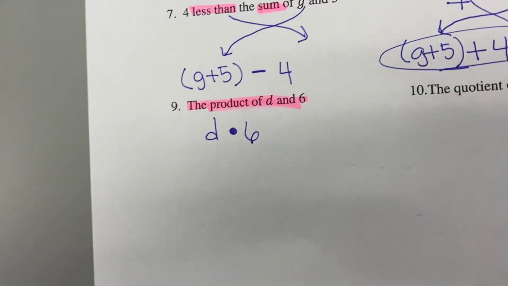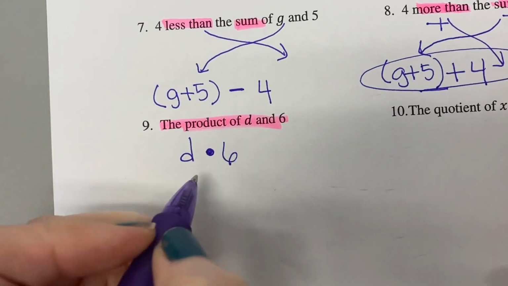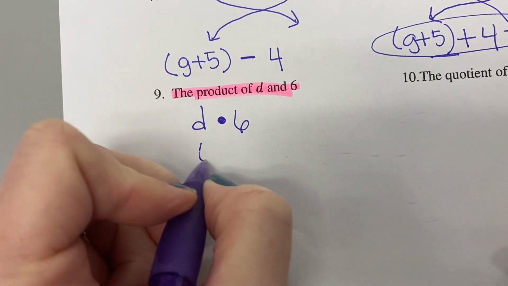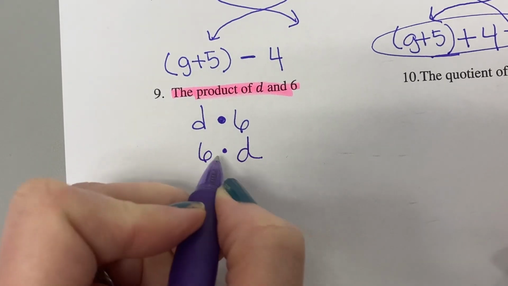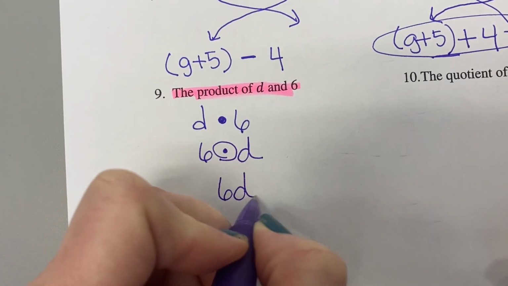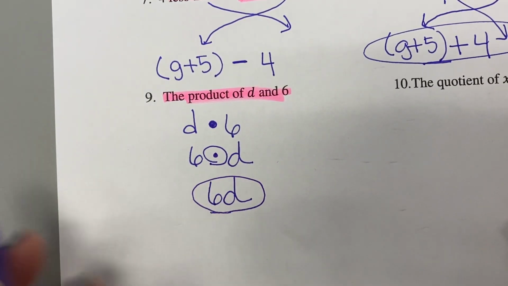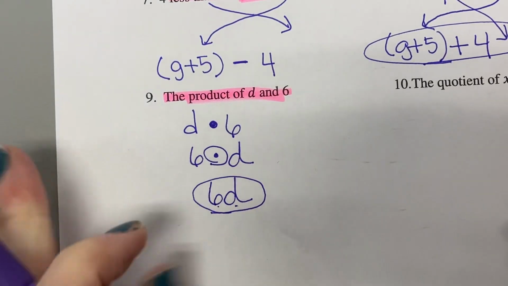Classes are changing, so what I want to say about the product of D and 6 is that in algebra, you know how we write this? We put the 6 in front and the D second. And then sometimes we even get rid of the times sign and we just say 6D. That's a really nice way to say that. This is called a coefficient and a variable, and this means the same as this.